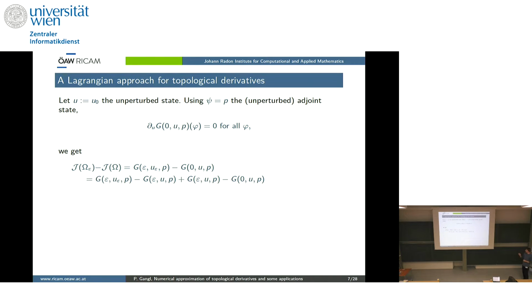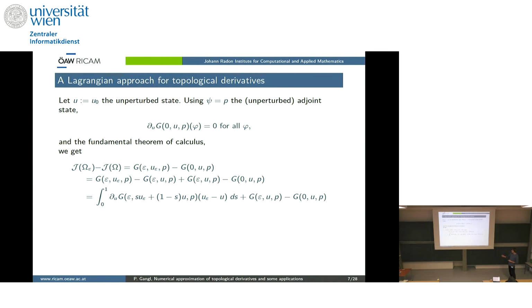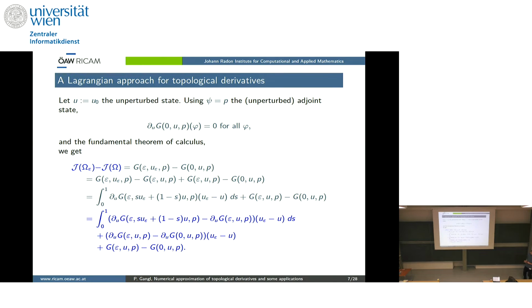So let me now do some manipulations on this. So first we just add and subtract the two terms in the center. So we just add a 0. Next we use the fundamental theorem of calculus for the first difference. So this can be written as an integral over the derivative with respect to the state of a convex combination of u and u-eps. The third and fourth term remain the same. Then we add another 0, that is this term and this term. They add up to 0. And we subtract another 0, which is this term.